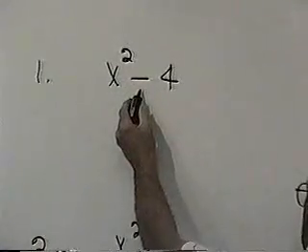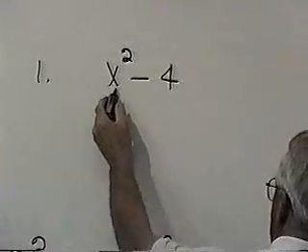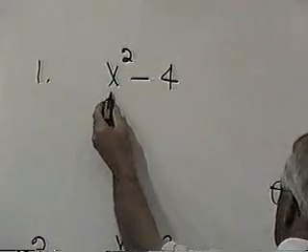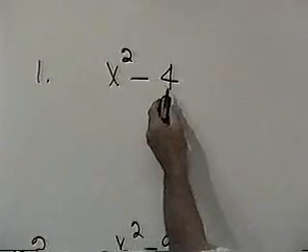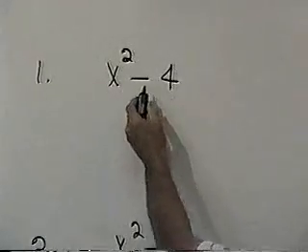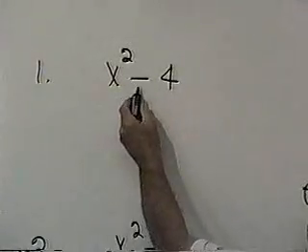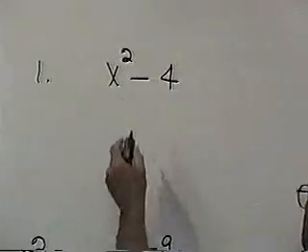All right, let's say it all again. The first part has to be a perfect square. That means something times itself is equal to that. The last one has to be a perfect square. Something times itself is equal to that. And it must be a minus. If it's a plus sign in here, it will not factor like this.